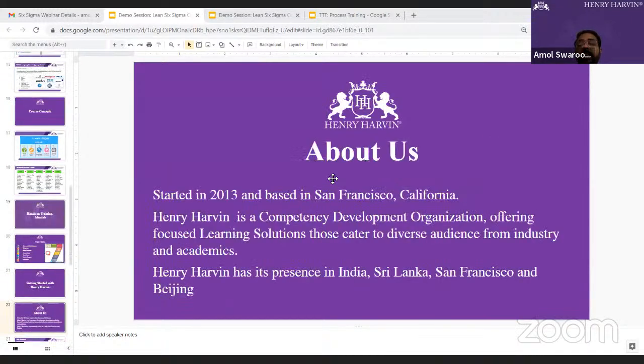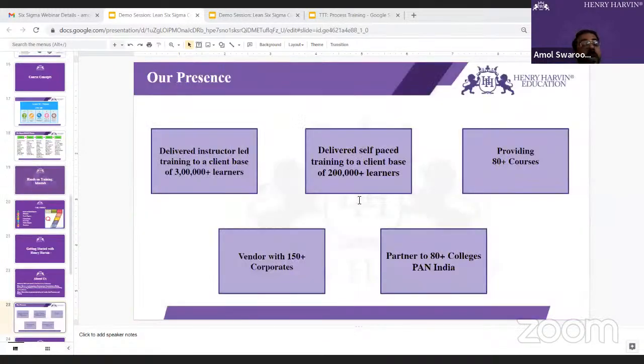Now, Henry Harvin, what is Henry Harvin? Henry Harvin happens to be one of the most reputed institutes in the country, right? They started in 2013, based in San Francisco, California. The certificate which we'll be getting from Henry Harvin is recognized globally, right? So not to go anywhere else, just gaining the certification will help you, and you can use the certificate to get a job in India or outside India, right? It's not that because you have taken it from an institute, you won't be able to use the certificate. No, that's not required.